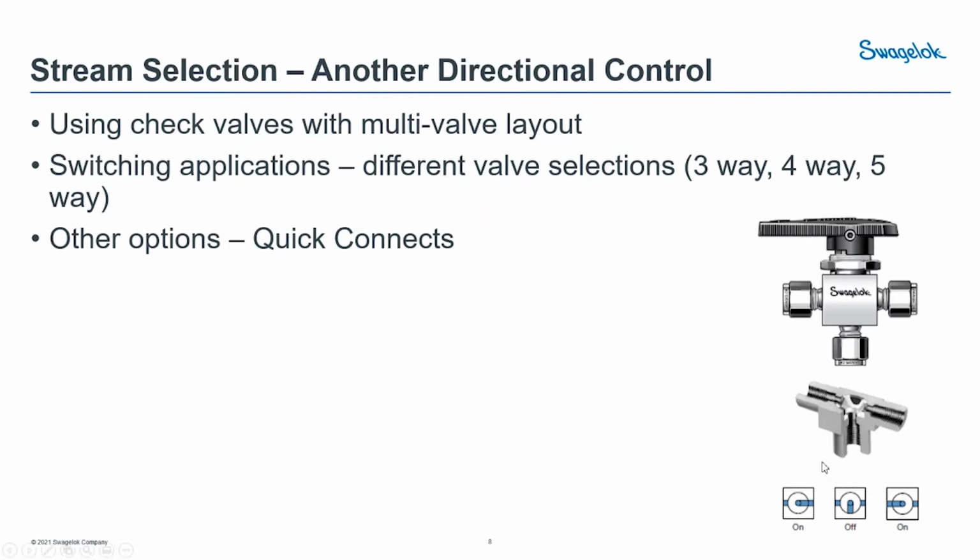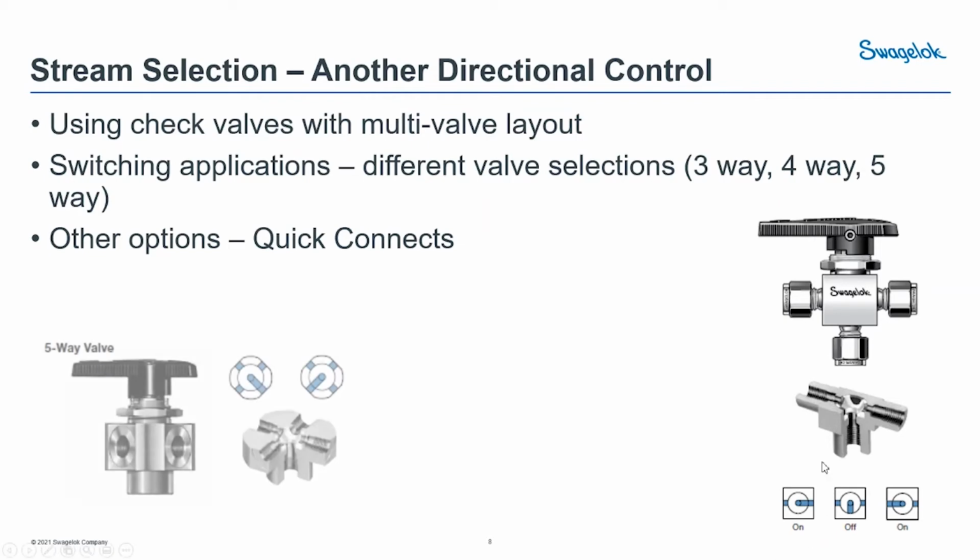Similarly, if you need to select between more streams, you can move up to a 5-way valve. A 5-way valve operates very much in the same way, where you have one common inlet or outlet, and you have 4 different selections you can go between. So remember, the number of ways is you subtract the common off, and that's how many different streams you switch between.